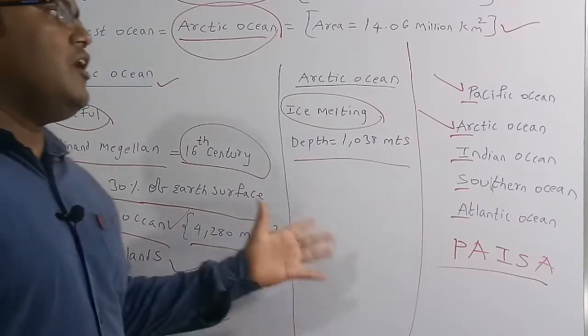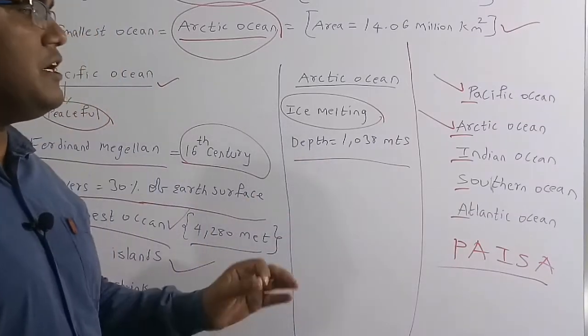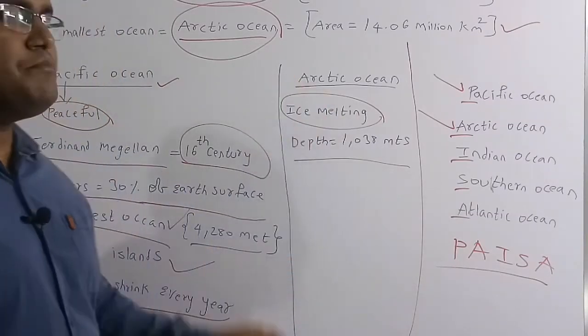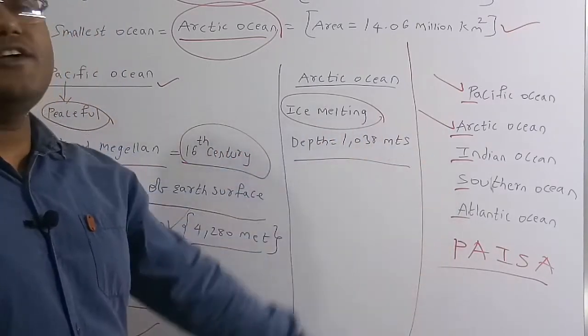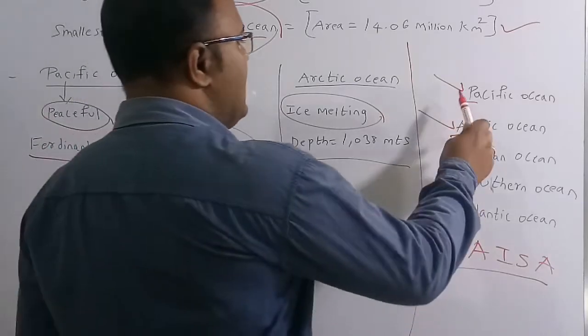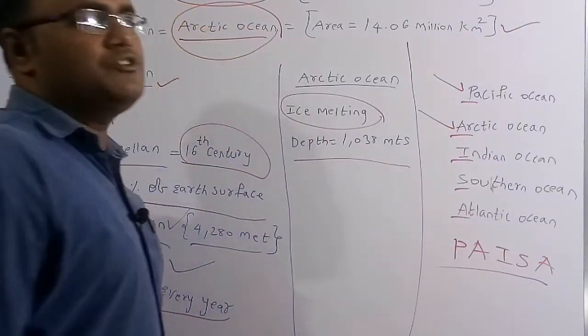Out of all these things, the most important fact is that there are 5 oceans: the Pacific Ocean, Arctic Ocean, Indian Ocean, Southern Ocean, and Atlantic Ocean. Out of these 5 oceans, the largest ocean is the Pacific Ocean, and the smallest ocean by area is the Arctic Ocean. Now we are going to solve the 14th question.